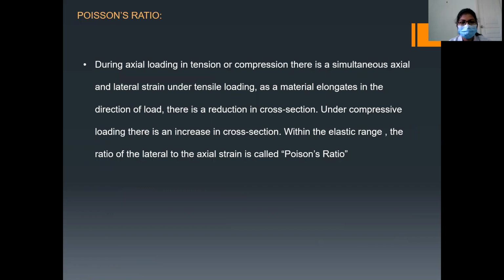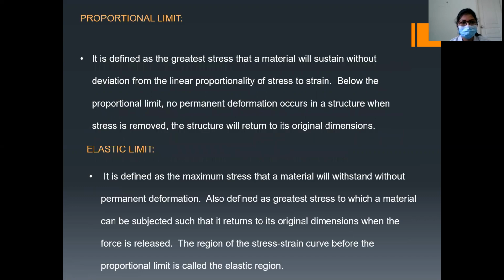Poisson's ratio. During axial loading in tension or compression, there is simultaneous axial and lateral strain. Under tensile loading, as the material elongates in the direction of load, there is a reduction in cross section. Under compressive loading, there is an increase in cross section. Within the elastic range, the ratio of the lateral to the axial strain is called Poisson's ratio.